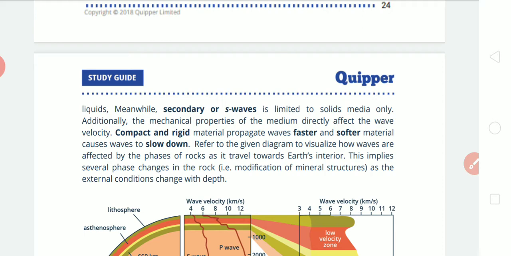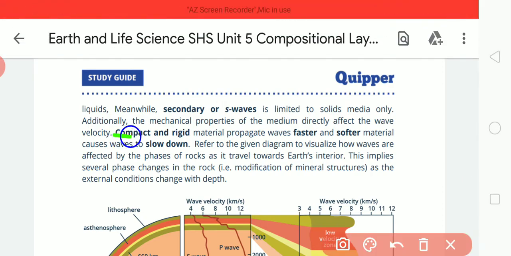Compact and rigid material which are located on the crust, on the lithosphere, and on the inner core make the waves propagate faster. So, mas paspas mo-move ang seismic waves under compact and rigid material. On the other hand, softer material causes the waves to slow down. So, mas muhinay na siya diri.